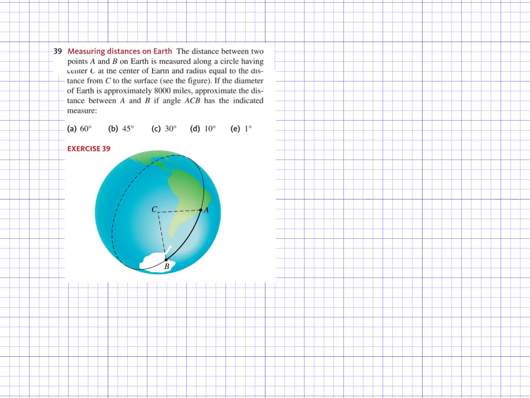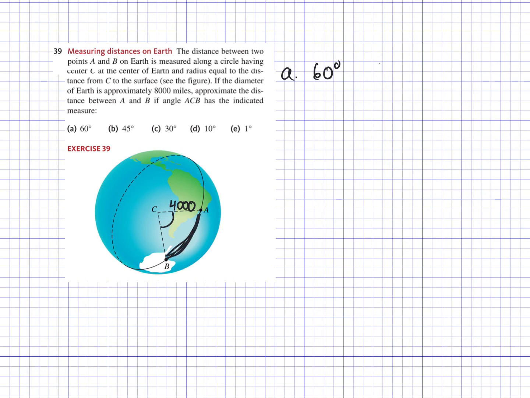All right, so if the diameter is 8,000, that means the radius is 4,000, which is actually 3,952, I think. But we'll use 4,000. Approximate the distance between A and B if angle ACB has the indicated measure. So there's 5 problems here. So A, let's say the angle is 60 degrees. So we're wanting the arc length.